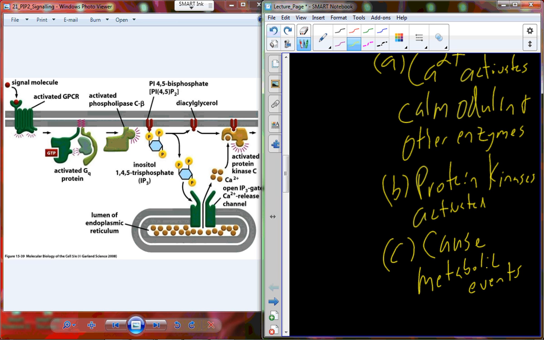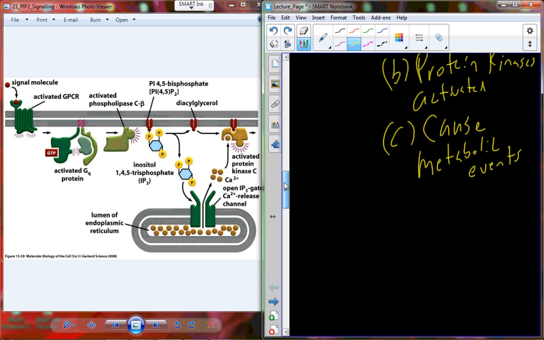So this leads to additional metabolic events. A lot of times the PIP2 pathway is also referred to as a second messenger system, because you can see that I could almost take this and lay it right over the cyclic AMP messenger system. We have a ligand, we have a receptor, we have a G protein, we have an enzyme that we activate, then we have the metabolic changes that occur.